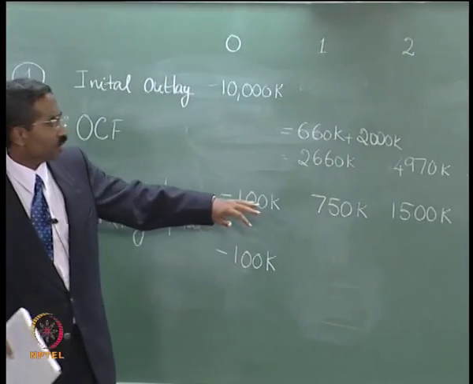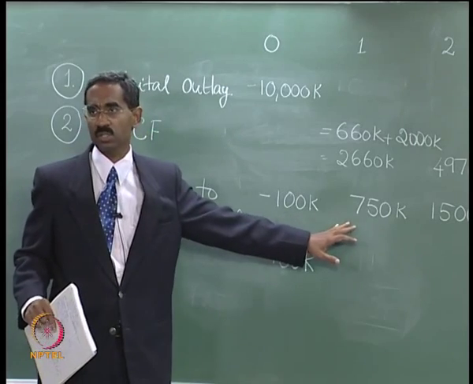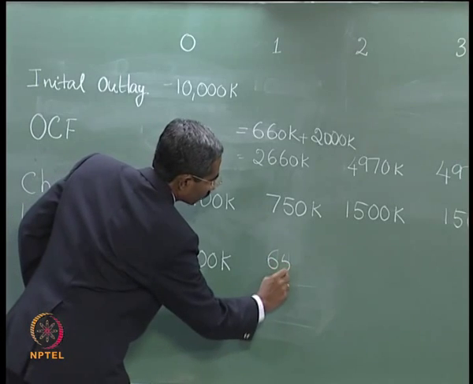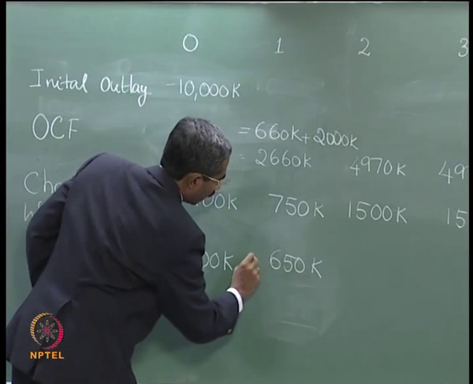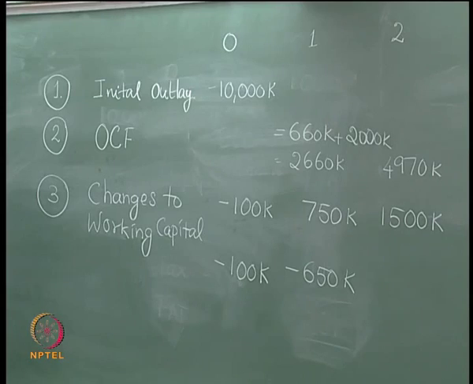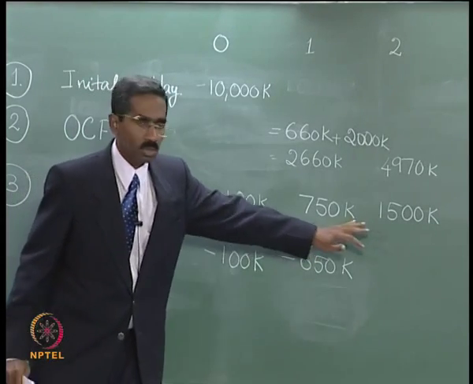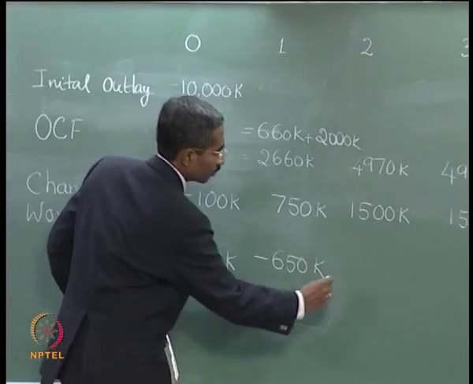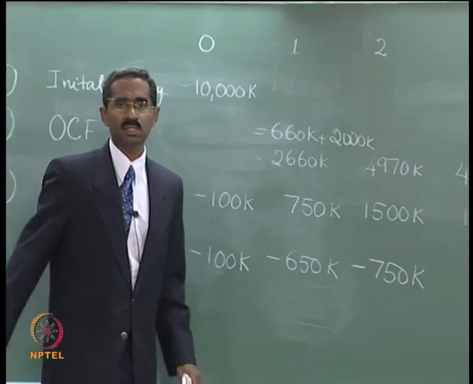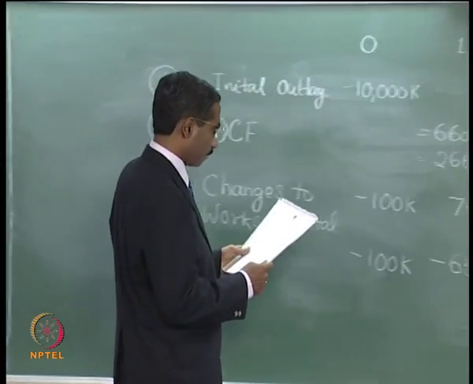So working capital increases from 100,000 to 750,000 in year 1, so there is an increase of 650. So the change in working capital is 650k in year 1, and since there is an increase, this is considered as a cash outflow, so therefore we denote it by a negative sign. In year 2 it increases from 750 to 1500, there is an increase of 750, and since an increase is considered as a cash outflow, we denote it by a negative sign.